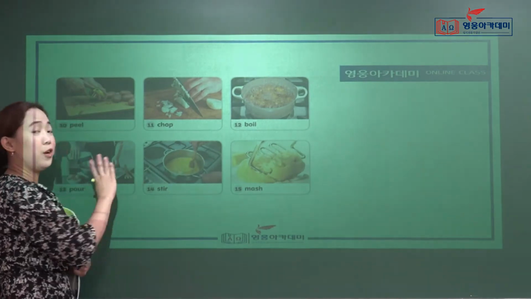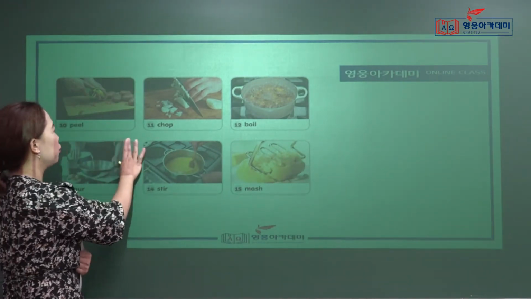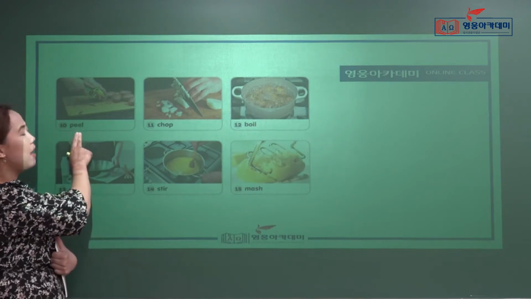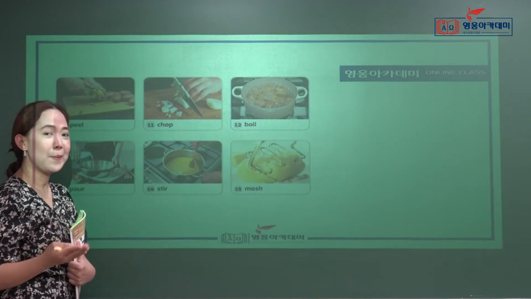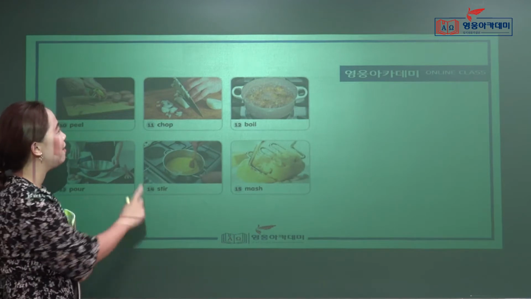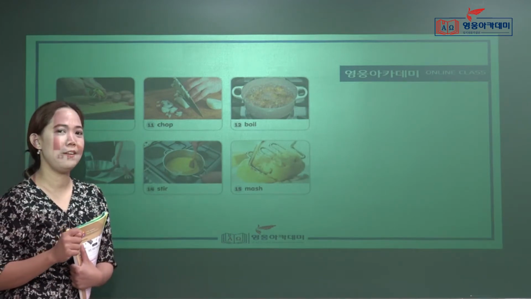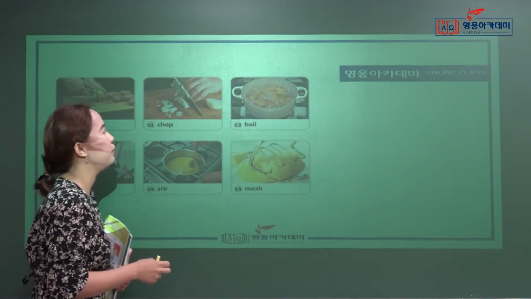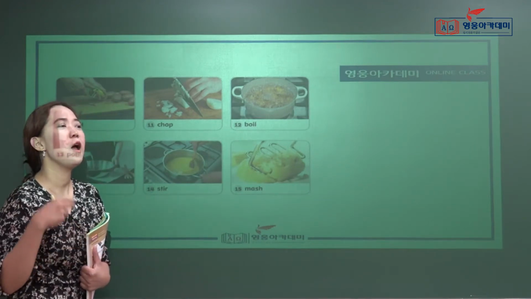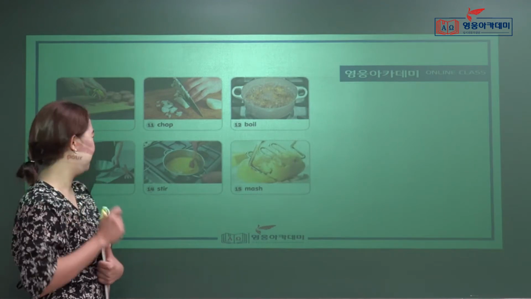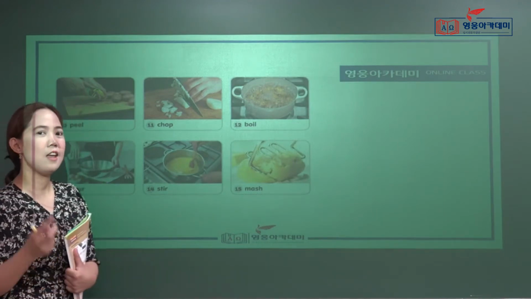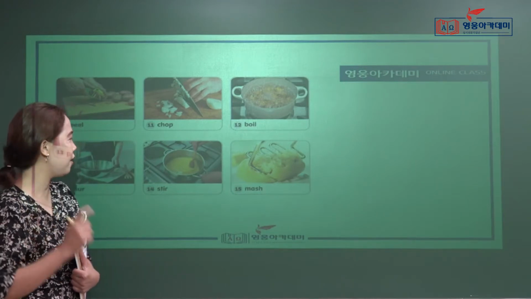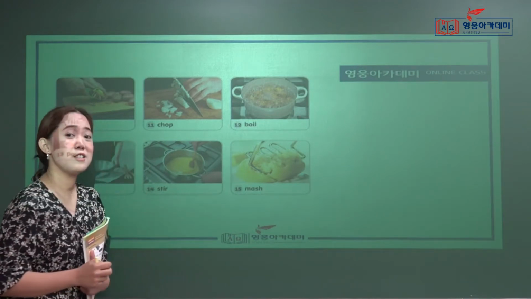All right. Another expressions, this time using directions or verbs in writing a recipe. The first one is peel. Say it again. Peel. Very good. Number 11, chop. Again, chop. Very good. Next, number 12, boil. Boil. Good. Next, number 13, pour. Again, pour. Very good. Number 14, stir.